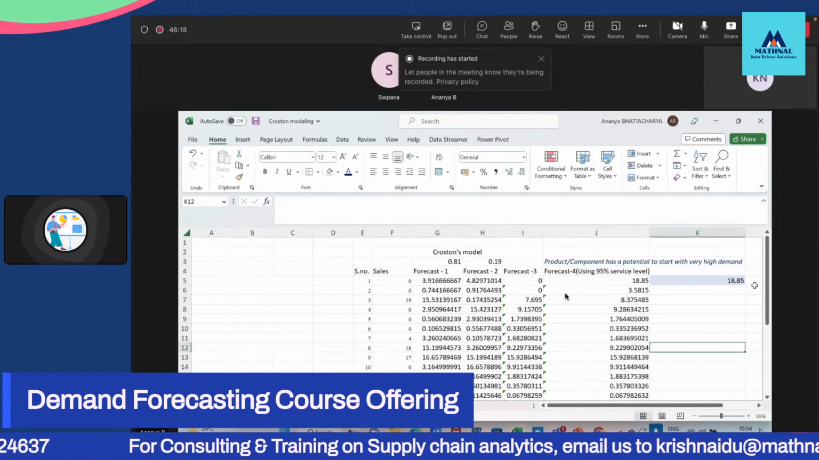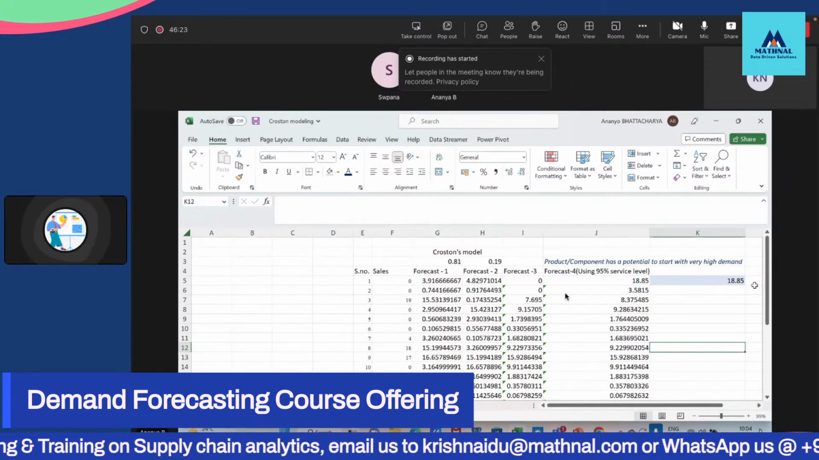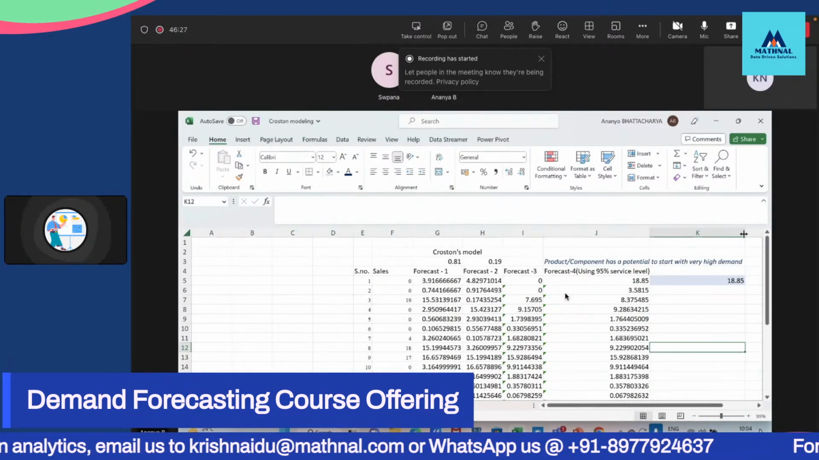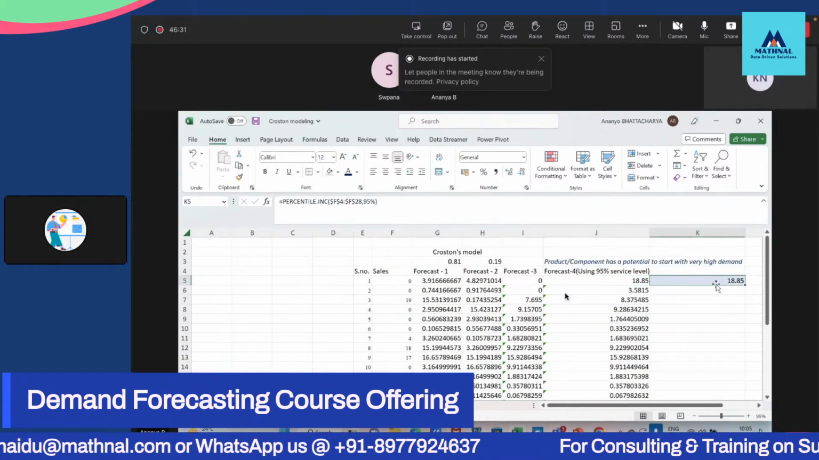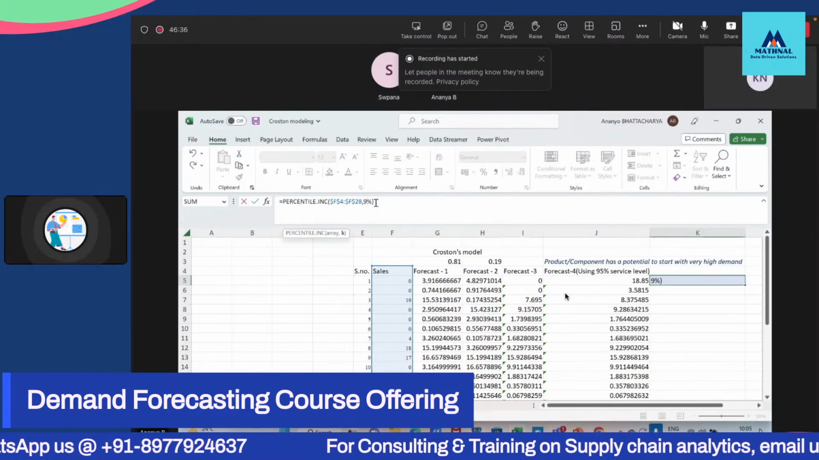So in that case, my percentile will change to 98 percentile. What is the formula? Ananya, can you just type the 98? Can you derive 98 percentile? In that case, can I change this to 98?